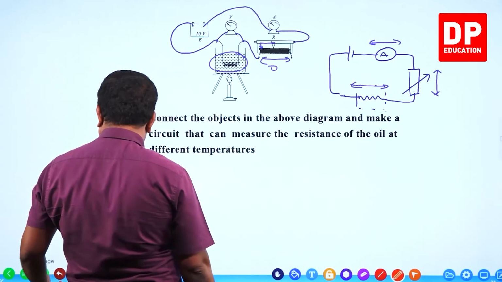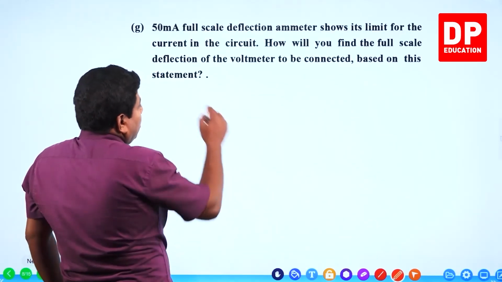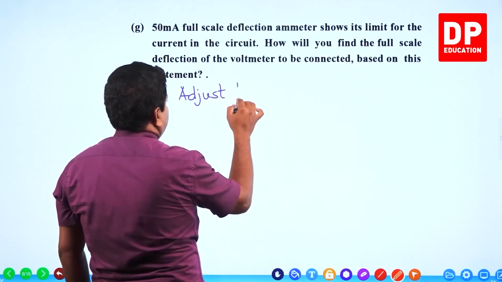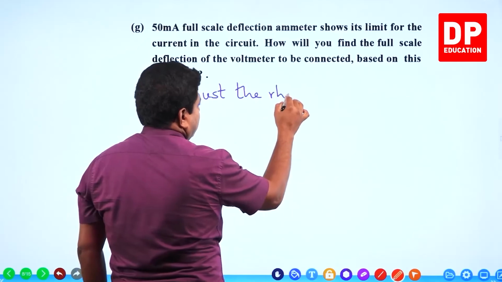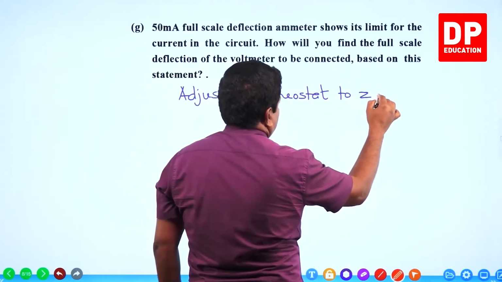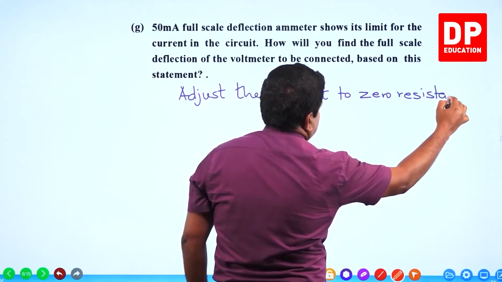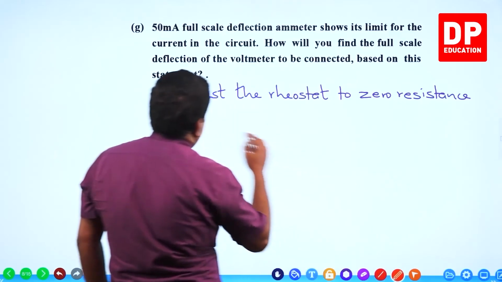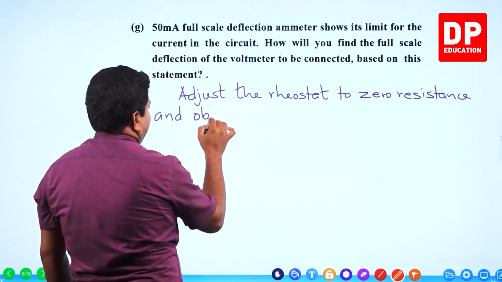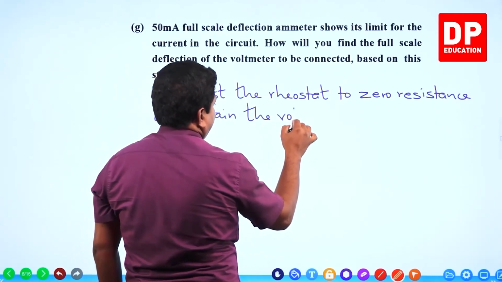Ignoring that, this is how we can find the full scale deflection of the voltmeter. So let's say: adjust the rheostat to 0 resistance and obtain the voltmeter reading.